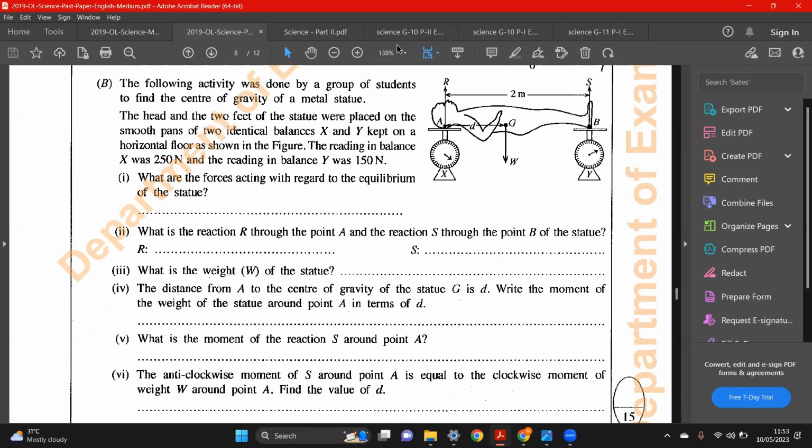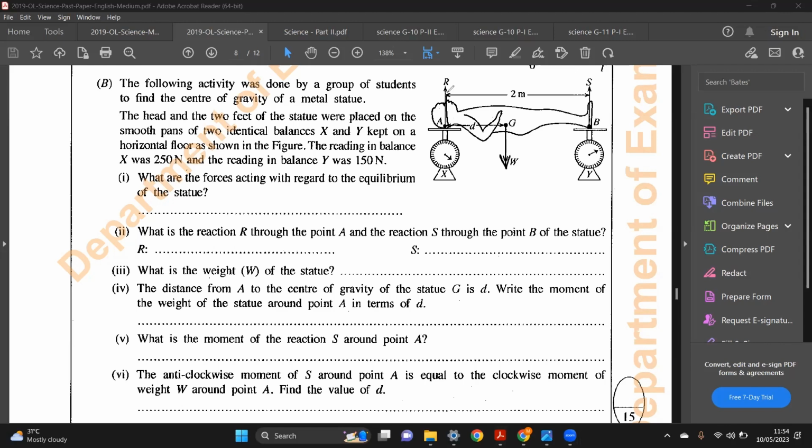What are the forces acting with regard to the equilibrium of the statue? So for the equilibrium of the statue, you have the downward gravitational force W acting and the upward normal reaction forces R and S. So you need to include both of them, okay? Because they're talking about equilibrium, you need the downward and the upward forces, okay? What is the reaction R through the point A and the reaction S through the point B? So here they're asking you the value of the force R and the force S basically. Okay, so for R, if X is 250, that is the downward force.